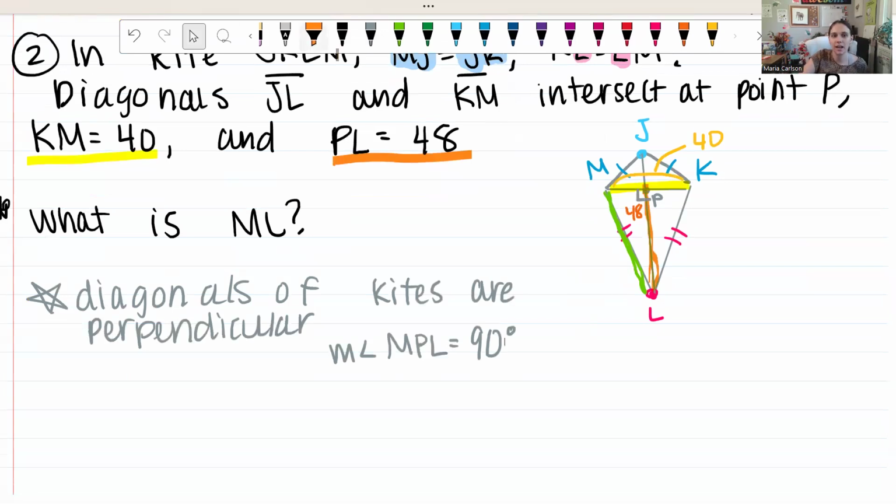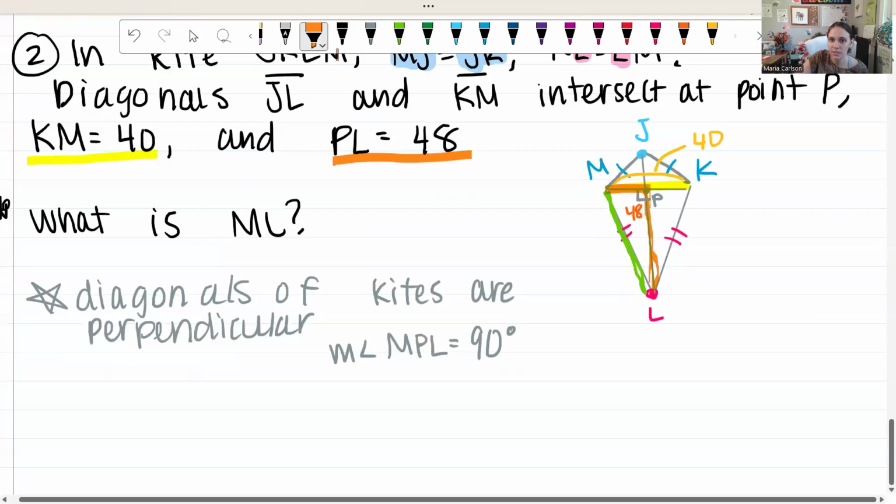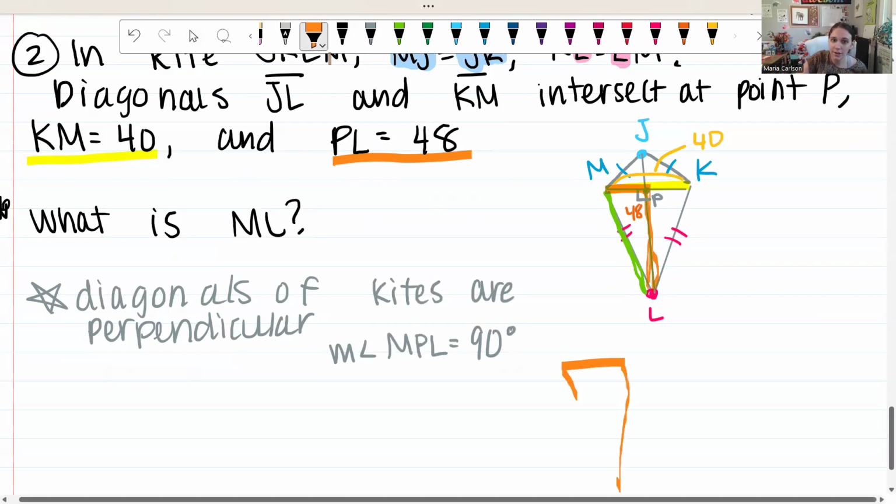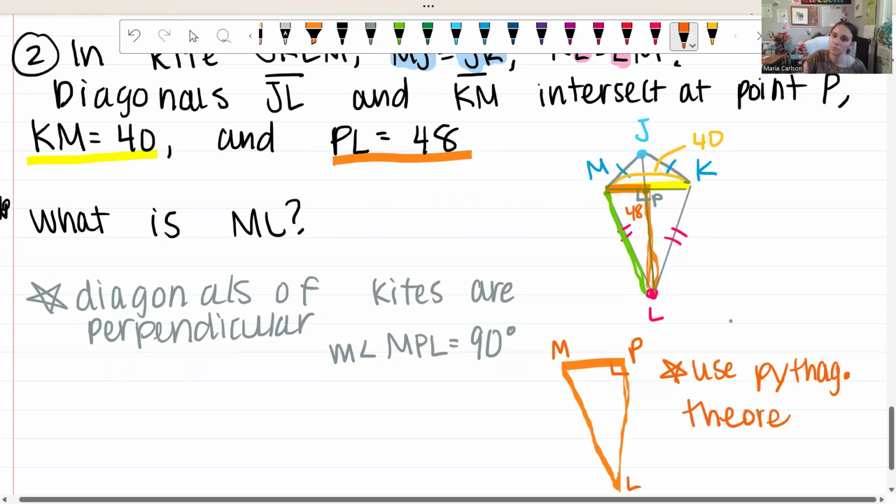Why do I care about that? Because that forms a triangle, triangle MPL, and I know that one of the angles is a right angle. So this is M, this is P, this is L, and this here is 90 degrees. It's a right triangle, and I could use the Pythagorean theorem to find this hypotenuse ML. MP is one of my legs, my A, PL is my B, and ML is the hypotenuse, my C. The Pythagorean theorem says that A squared plus B squared is equal to C squared. Okay, great, that's the vision.